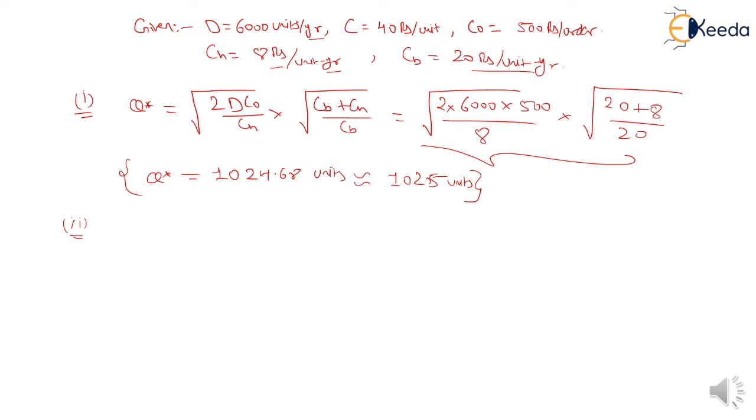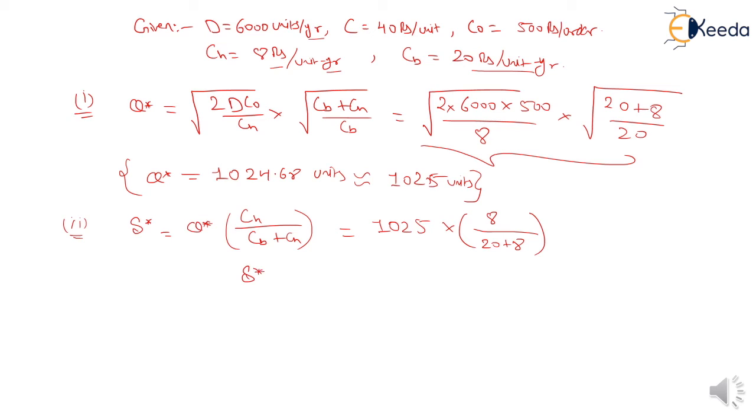Second one, the optimum number of units back order or shortage or stock out. It is nothing but S star. In the previous session we discussed that the optimum number of shortage units is Q star into CH upon CB plus CH. Putting the value of Q star, which is 1025 units, and CH is 8 rupees per unit per year, and CB plus CH, where CB is 20 and CH is 8, calculate this data.